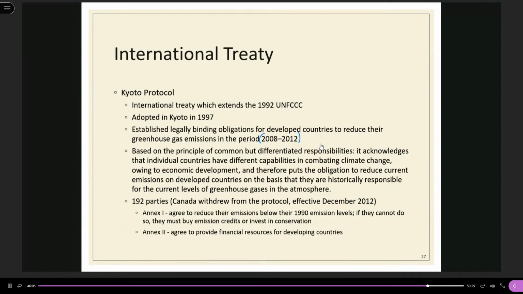Therefore the obligation to reduce current emissions was placed on the developed countries on the basis that they are historically responsible for the current levels of greenhouse gases in the atmosphere. Just like in Europe and North America, from a long time ago, from 100 years ago, they started to contribute to carbon dioxide emissions in the atmosphere. So they should take greater responsibility to reduce carbon dioxide emissions.